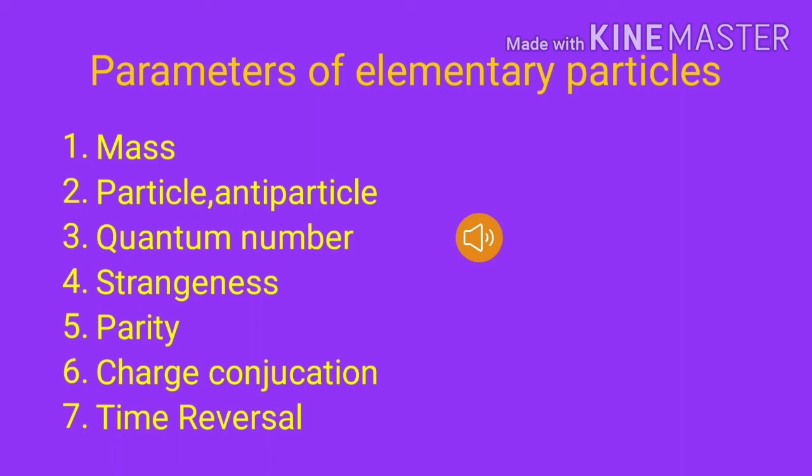The parameters required for elementary particles are: first one mass, second one particle and antiparticles. Examples of particles and antiparticles are electron and positron, neutron and antineutron, neutrino and antineutrino. Third one, quantum numbers. There are different types of quantum numbers: magnetic quantum number, spin quantum number, angular momentum quantum number, etc. Fourth one, strangeness. Fifth one, parity. Sixth one, charge conjugation. Seventh one, time reversal.